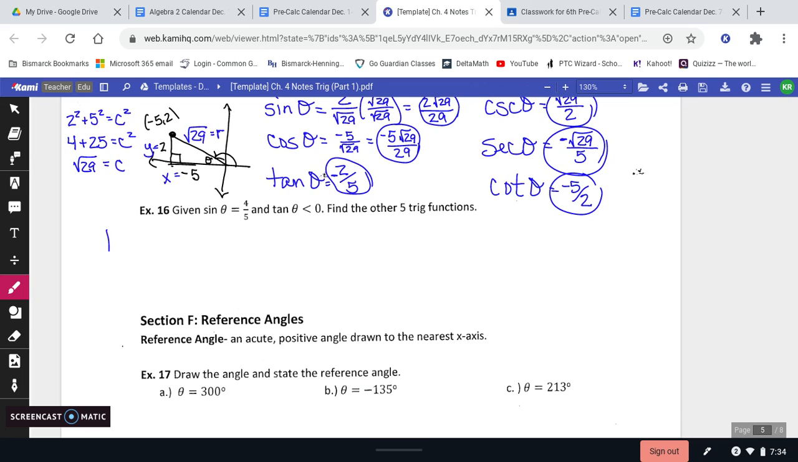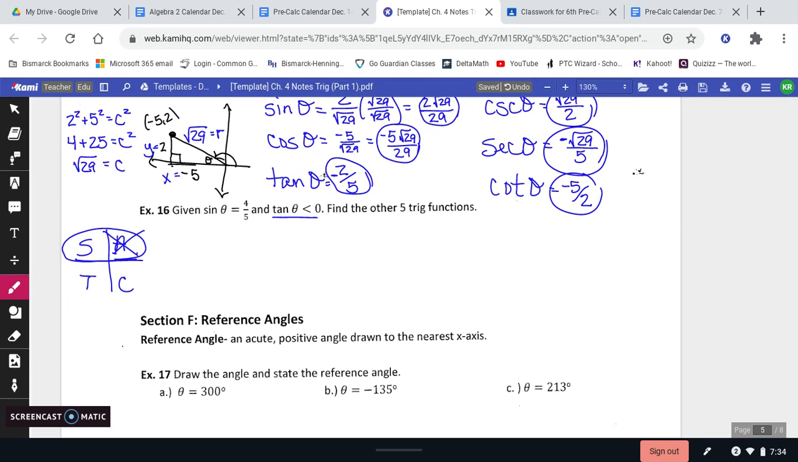One thing we talked about earlier in the year: all snow tastes cold. This tells you which trig functions are positive in which quadrant. So if the sine of theta is positive 4/5, we are either in the first quadrant, where everybody is positive, or in the second quadrant, where sine is positive. The other piece of information we have is that tangent is less than 0, so tangent is negative.